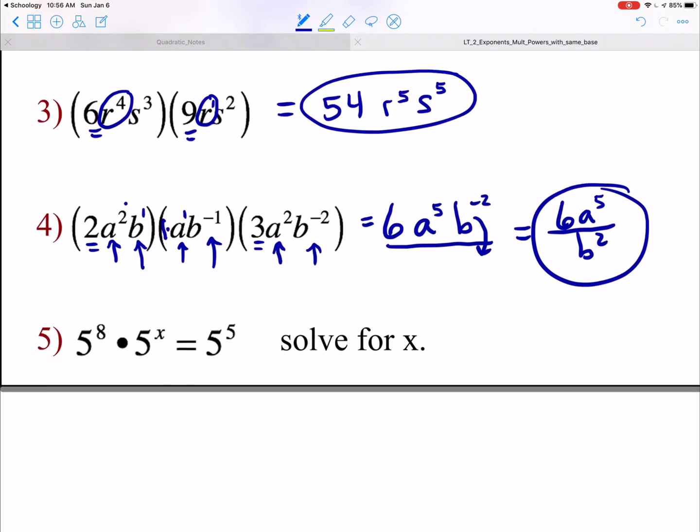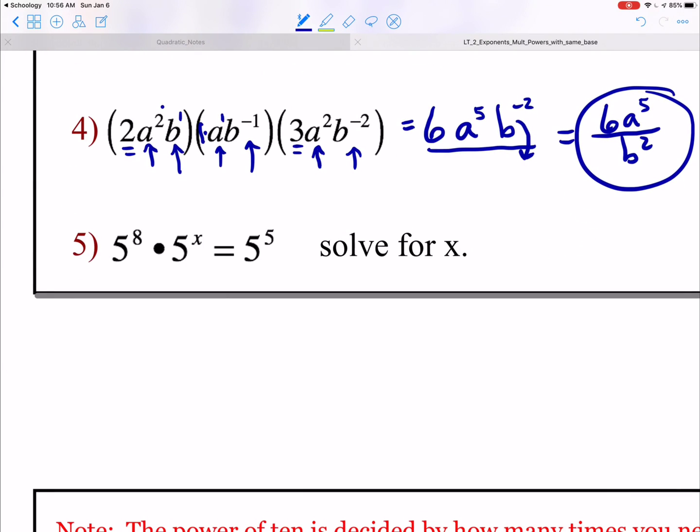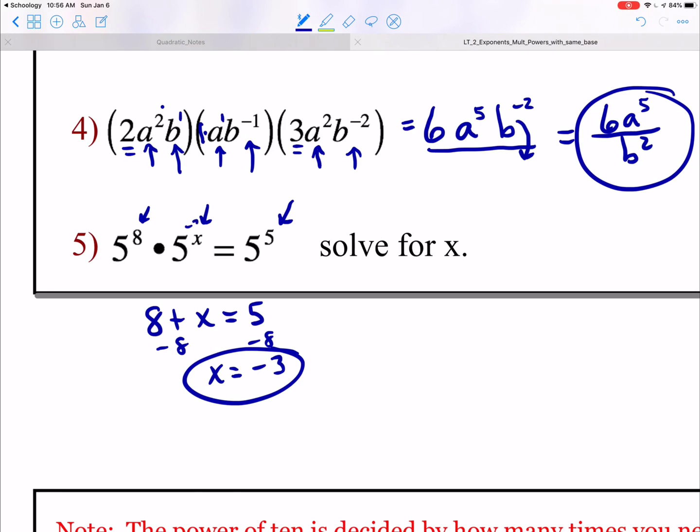Down here, I've got 5 to the 8th times 5 to the x equals 5 to the 5th. These all have the same base. So that tells me that if I add my exponents, 8 plus x, I will get 5. So I'm basically just solving this. I'm going to subtract 8 and I get x is negative 3. So if I were to plug in a negative 3 here, 8 plus negative 3 does give me 5. And that's how you could solve this for x.